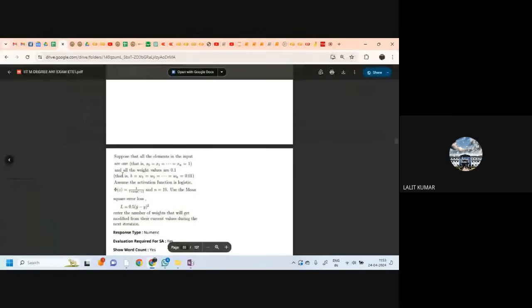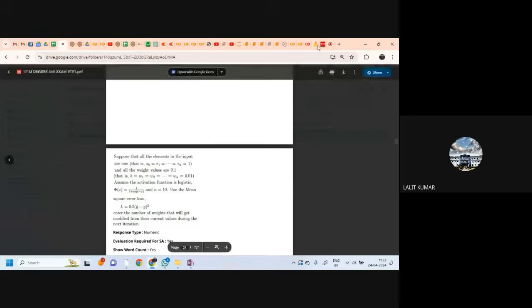My doubt is this: they have written weight values as 0.1, and thereafter they have written B is equal to W1 is equal to W2 is equal to Wn is equal to 0.01. So there is a contradiction here. Oh yeah, correct. I didn't see that. Yes, there is a contradiction in their own question.